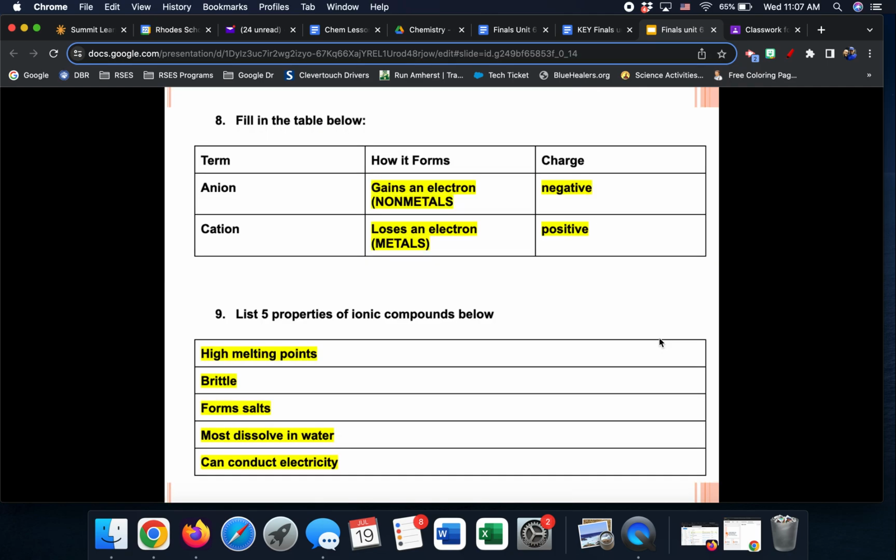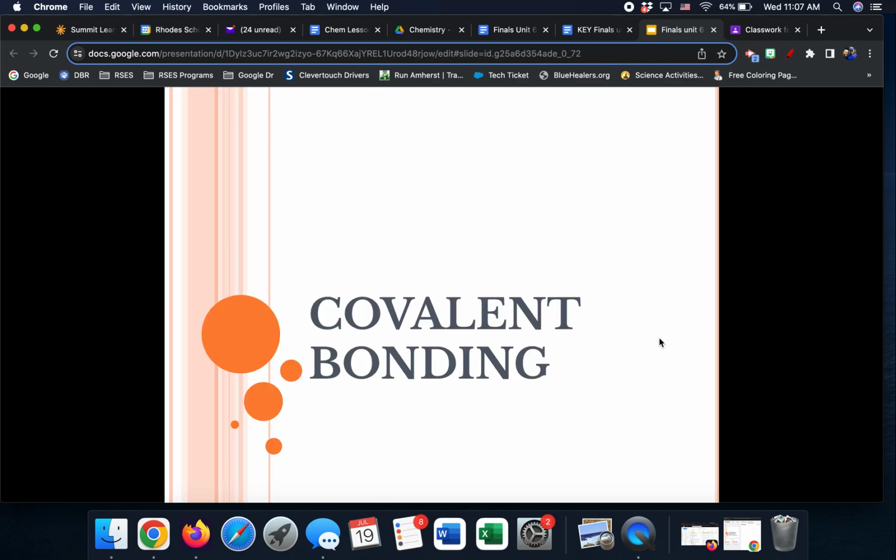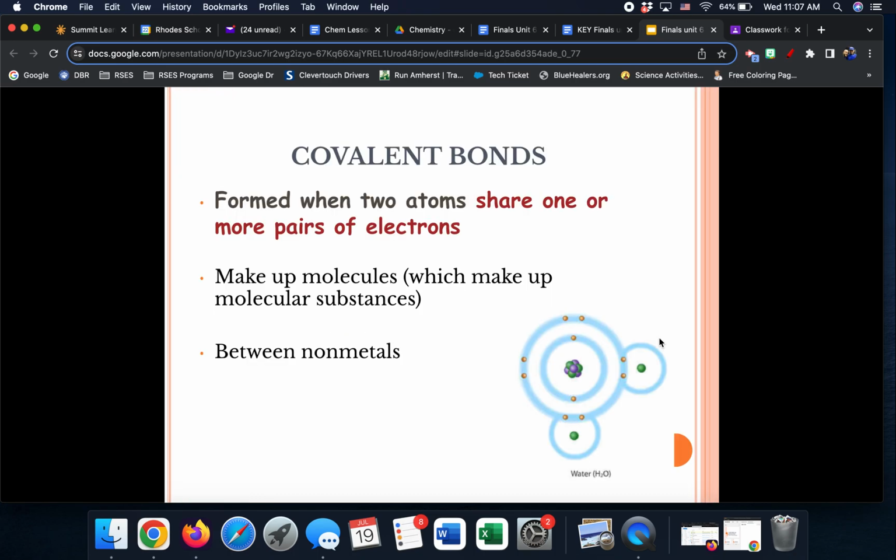Go ahead and pause while you put that last bit of information about ionic bonds into your notes. And then, once you have that, we'll move on to covalent bonds. Remember, we hinted at it at the beginning of this and said that's when they share electrons.